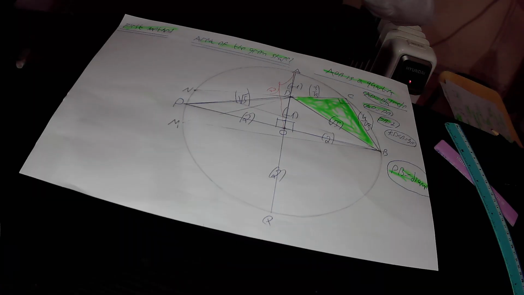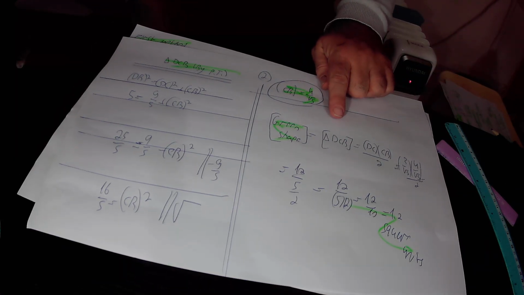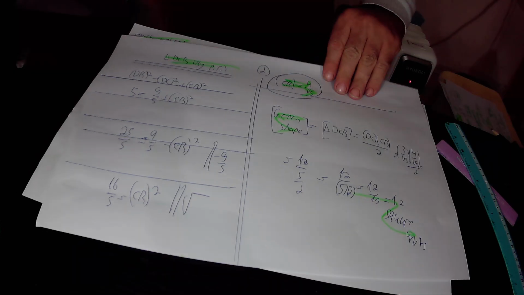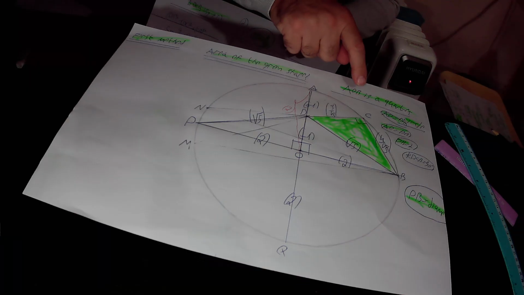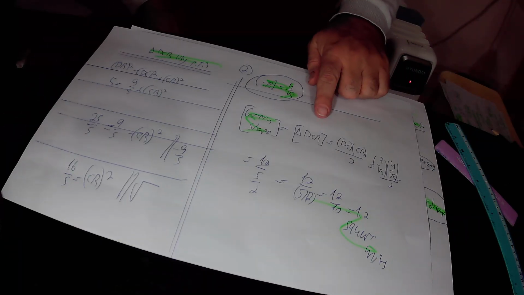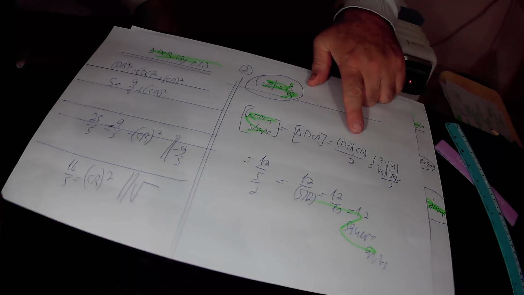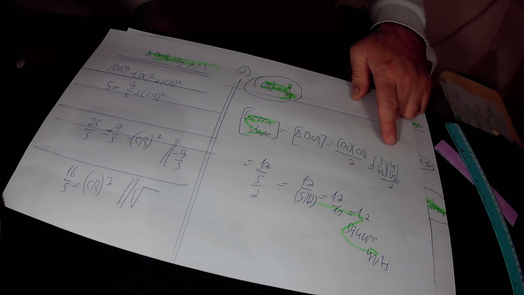Our task is to find out the area of this green shape. The green shape is the right triangle DCB, so we have to find out the area of this green right triangle DCB. The area of this green right triangle DCB equals the base DC times the height CB over 2. Again, the area equals the base DC times the height CB over 2. DC is 3 over square root of 5 times CB is 4 over square root of 5, divided by 2.